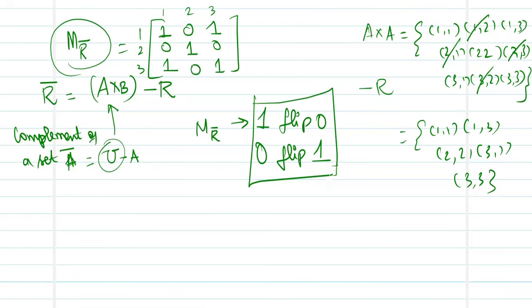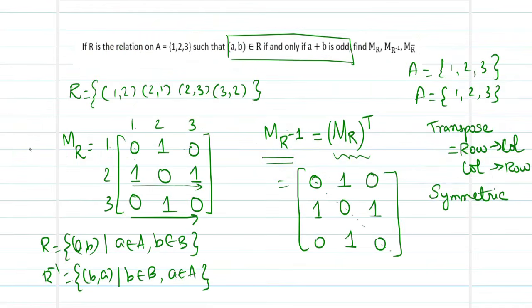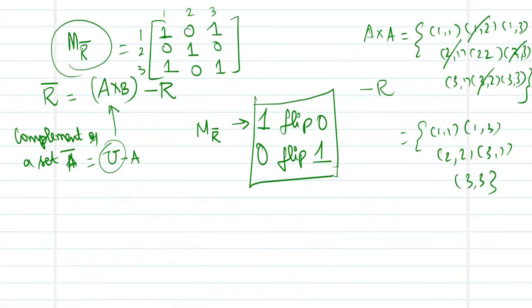Be careful, friends. For sure, there will always be a little slip between the terms complement and inverse. What do you do in inverse? In inverse, we transpose rows to columns, columns to rows. In complement, we flip ones to zeros and zeros to ones.